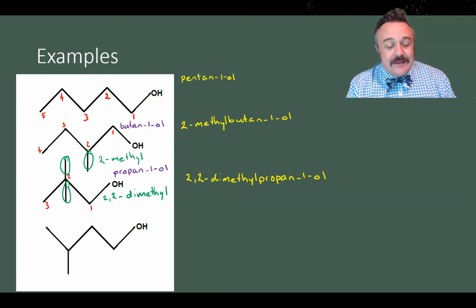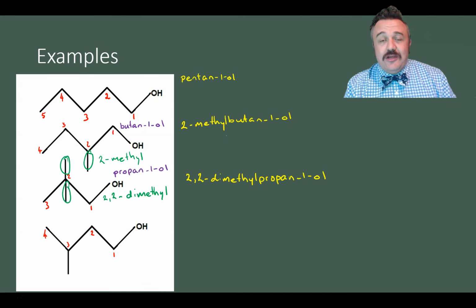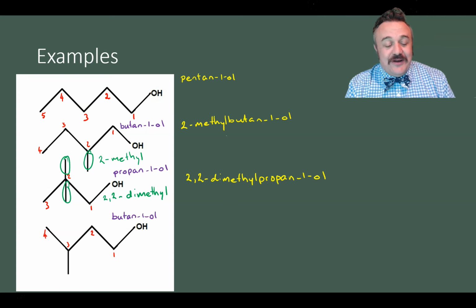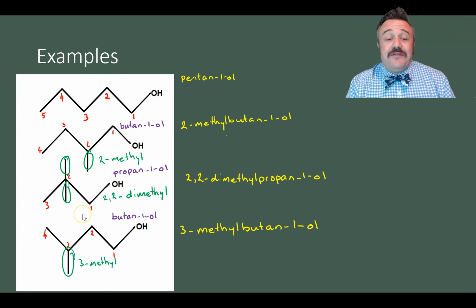So now let's have a look at this one. This is a slightly simpler one. So it's 4, so it's bute. Sorry, I don't know why I did that. Bute, and it's going to be an ol. So it's butan 1 ol. And there's 1 methyl group here on the 3rd carbon, 3-methylbutan 1 ol.